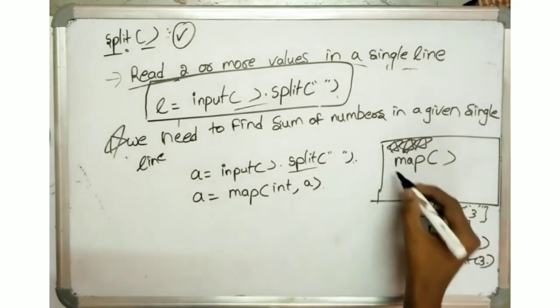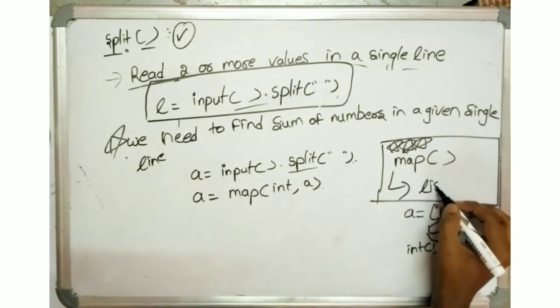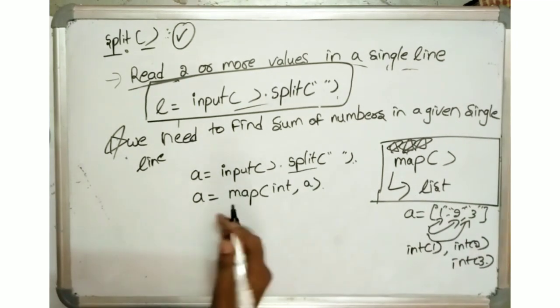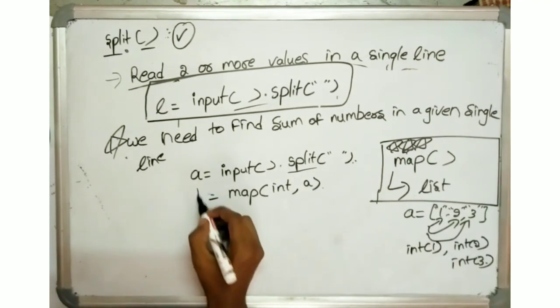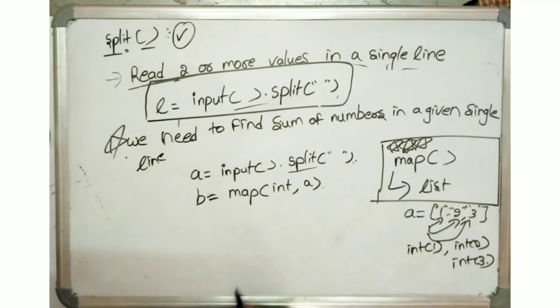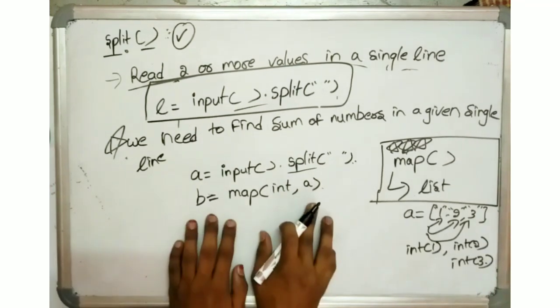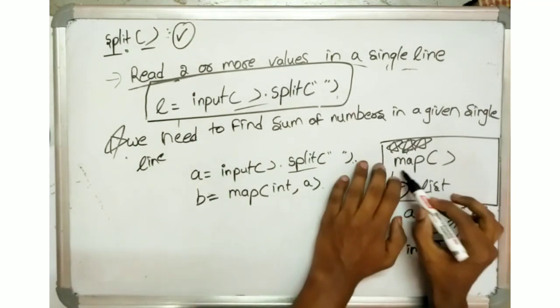What is the return type of map? It's none other than a list. So that we are storing it. We can use the same variable, or I will use another variable. That's our wish. With this, just use the map function.